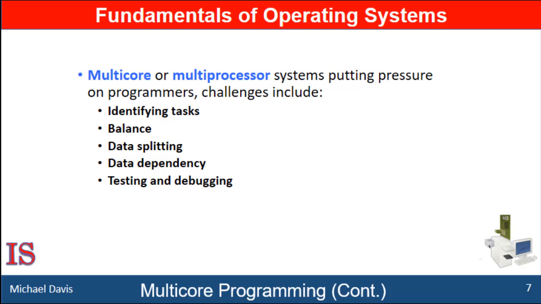Also, testing and debugging is a problem. When a program is running in parallel on multiple cores, many different execution paths are possible. Testing and debugging such concurrent programs is inherently more difficult than testing and debugging single-threaded applications.